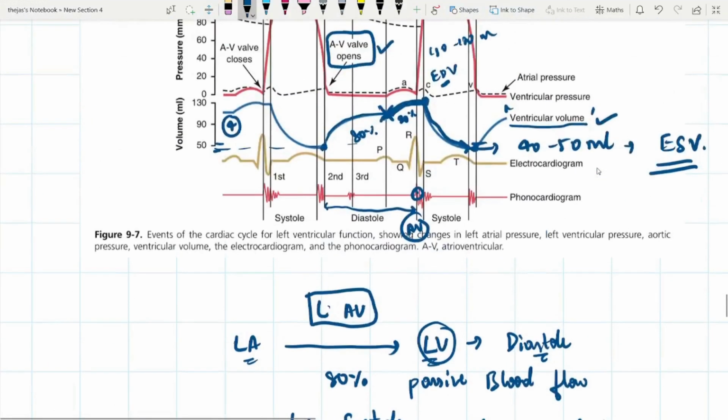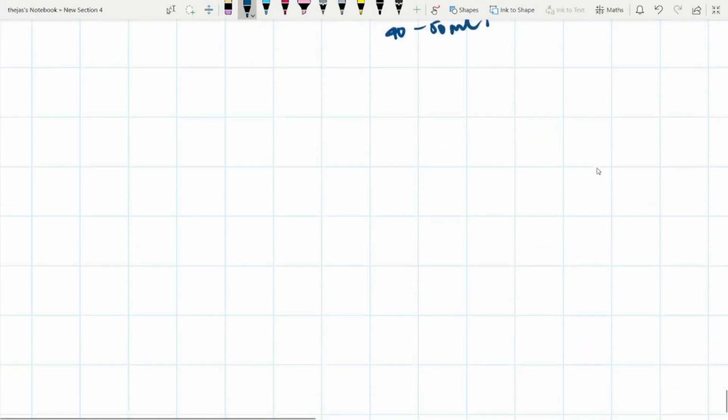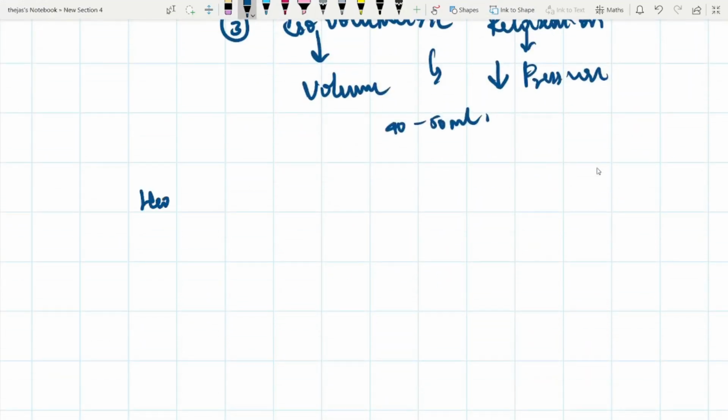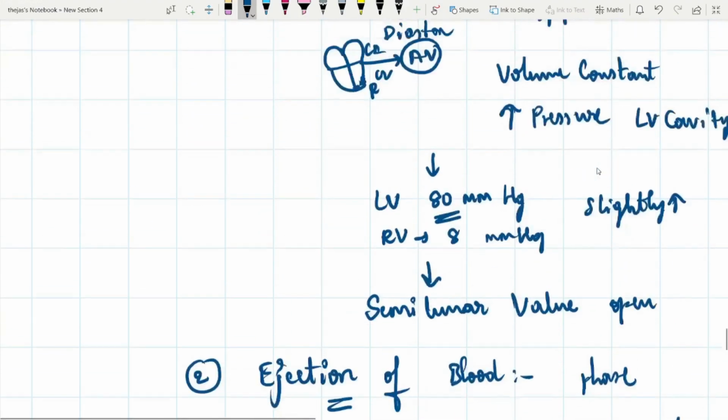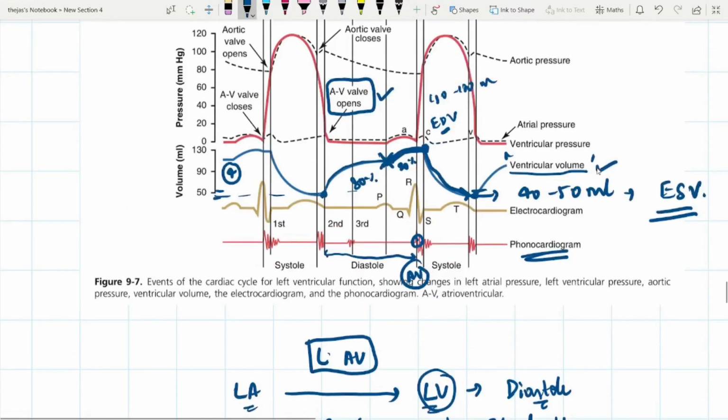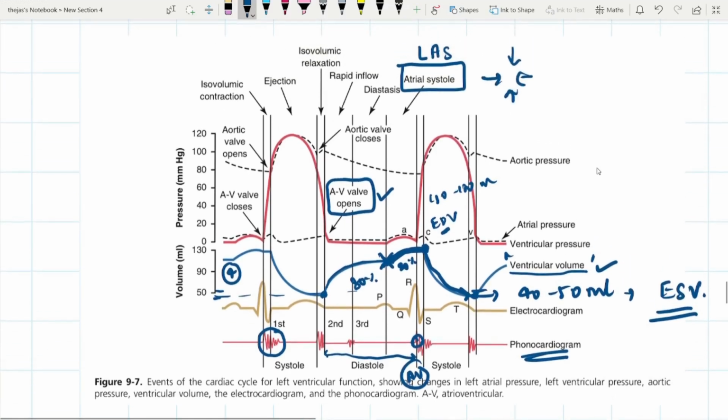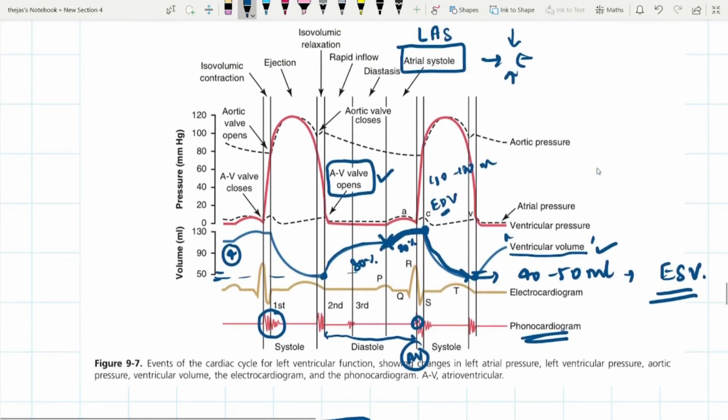So now let's go to the next curve, that is the phonocardiogram, the heart sounds. I told you before, the heart sounds are due to what? Closure of heart valves. Okay. So there are four heart sounds. First heart sound, S1. See this diagram. This is the first heart sound. The first heart sound is due to what? See what is happening here.